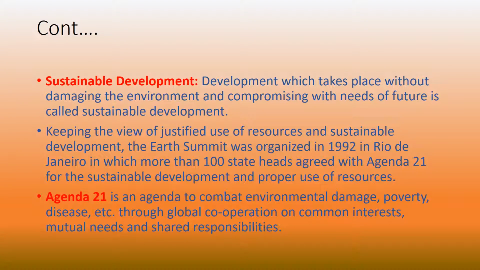Sustainable development. Development which takes place without damaging the environment and compromising with the needs of the future is called sustainable development. Keeping in view the justified use of resources and sustainable development, the Earth Summit was organized in 1992 in Rio de Janeiro, in which more than 100 state heads agreed with Agenda 21 for sustainable development and proper use of resources. Agenda 21 is an agenda to combat environmental damage, poverty, disease, etc. through global cooperation on common interests, mutual needs and shared responsibilities.